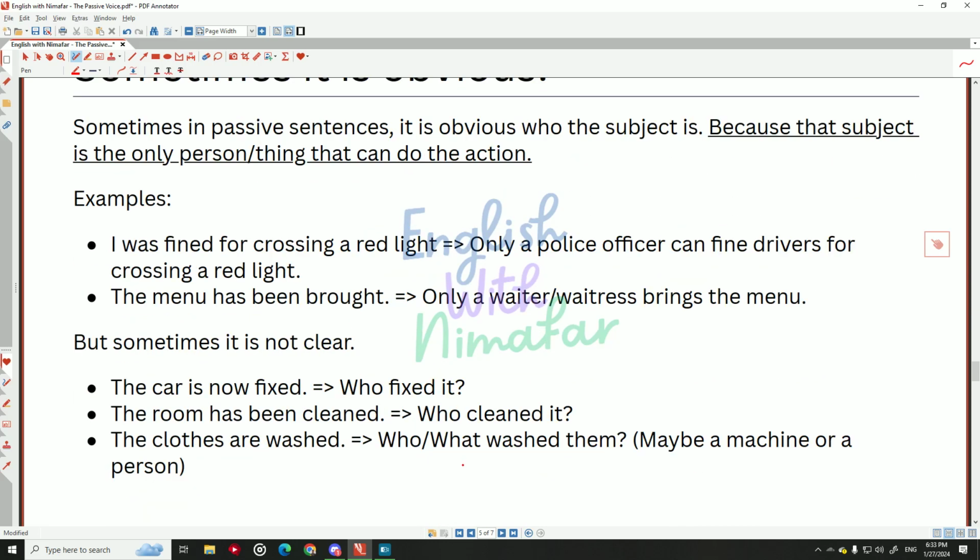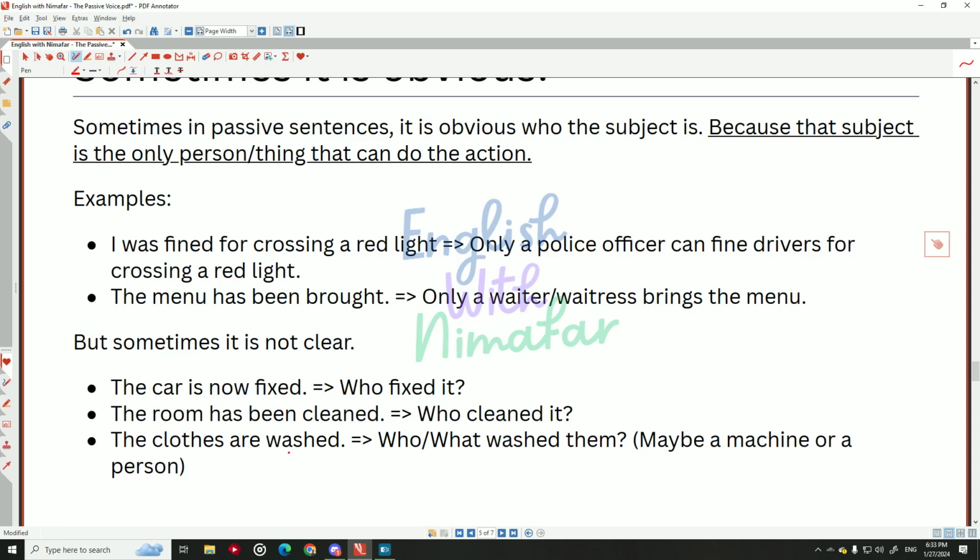But sometimes it's not clear. The car is now fixed. Who fixed it? Maybe your father fixed it. Maybe you fixed it yourself. Maybe you had a mechanic fix it. That's causative, the grammar we talked about. Maybe, I don't know, your neighbor, your teacher, your friend.